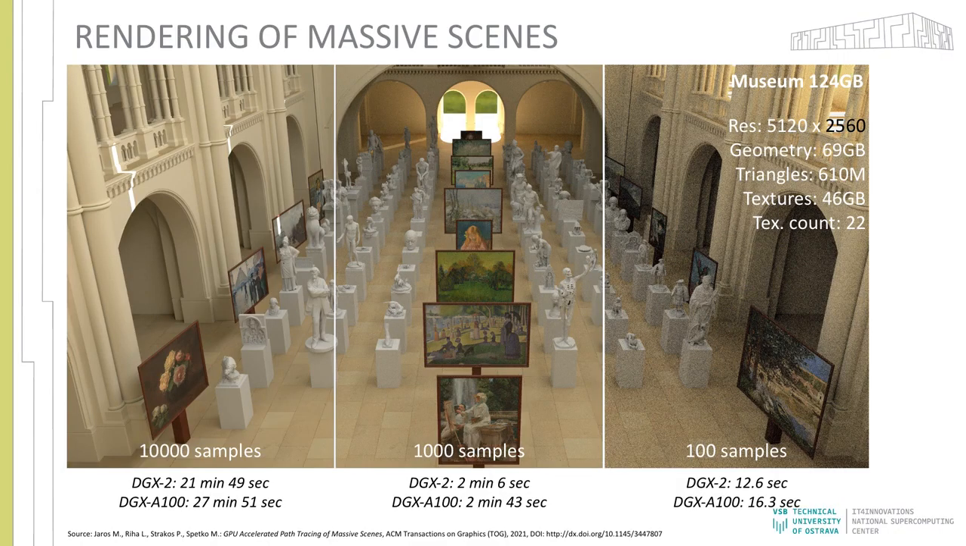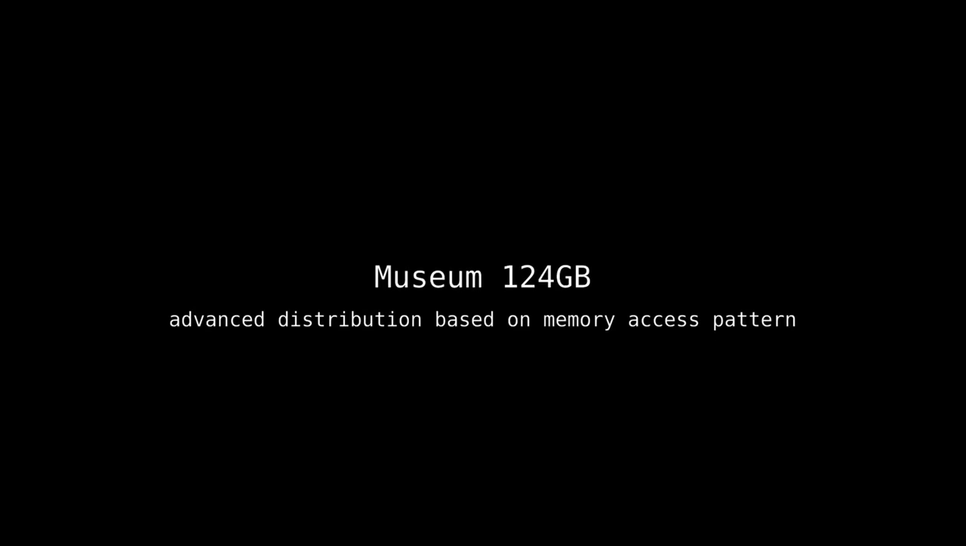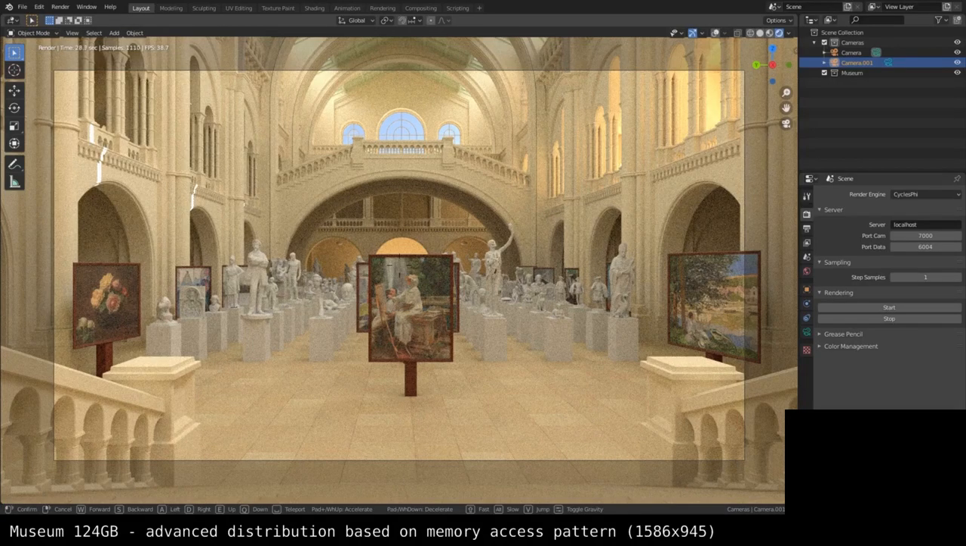This is the second large scene we use for evaluation. It is an interior scene with the following parameters. And we have the interactive path tracing demo also for the museum scene.